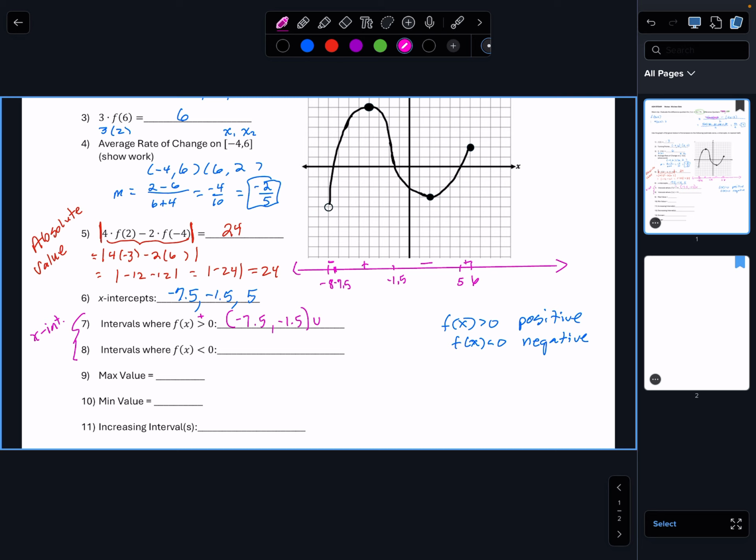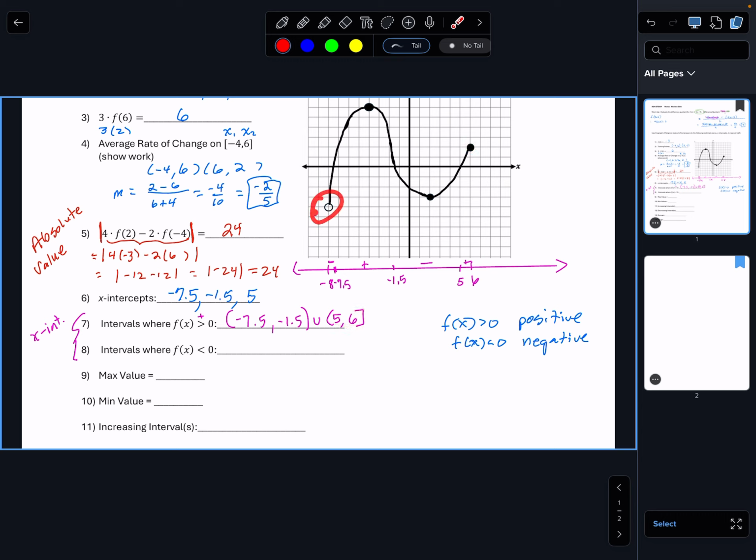And it's positive again on the interval from 5 to 6. Now, at 5, it's an x-intercept. It is not positive or negative there, so we're going to have a parenthesis on 5. However, on 6, at that point, it is solid, and for that x value, the function is above the x-axis. This is one of those tricky points that I put on tests and quizzes.